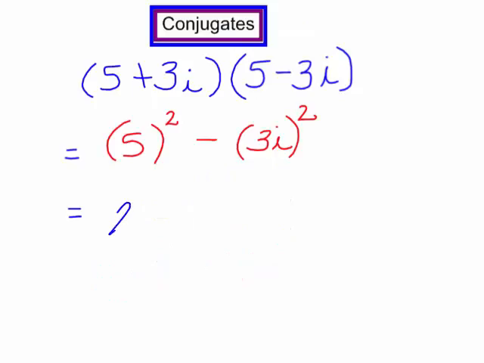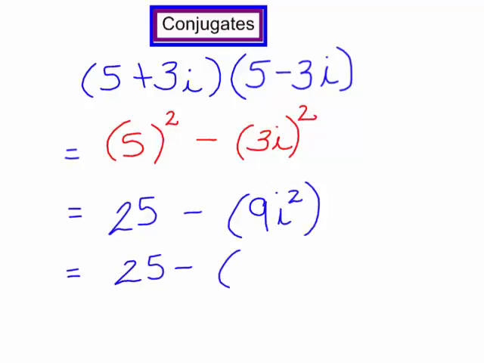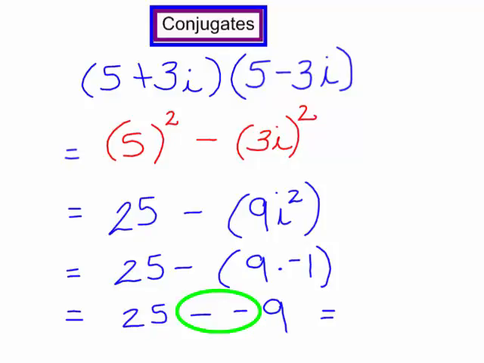5 squared is 25. 3i squared is 9i squared. Now don't forget, i squared is simply negative 1. So I will have 25 minus a negative 9. That will be 25 plus 9, which is 34.